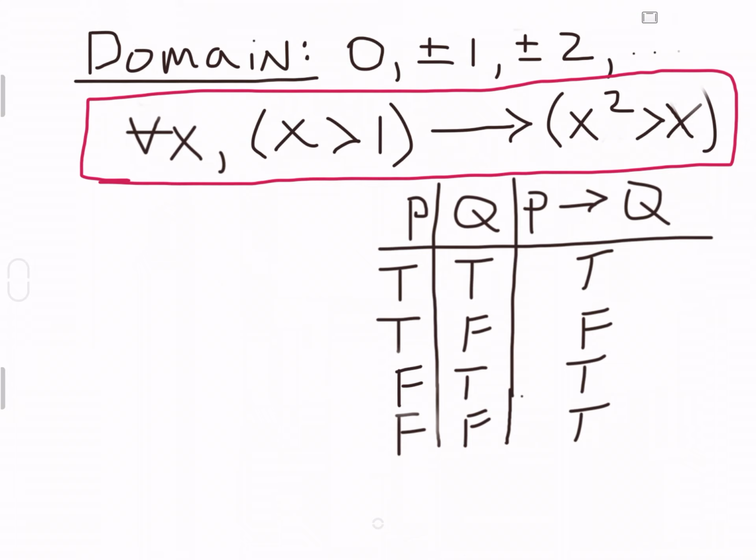All right, so in this case, our domain is the integers: 0, plus or minus 1, plus or minus 2, plus or minus 3, on to infinity. So the integers. Okay, and the statement is saying that no matter what x you pick from the integers, if x is bigger than 1, then x squared is bigger than x.